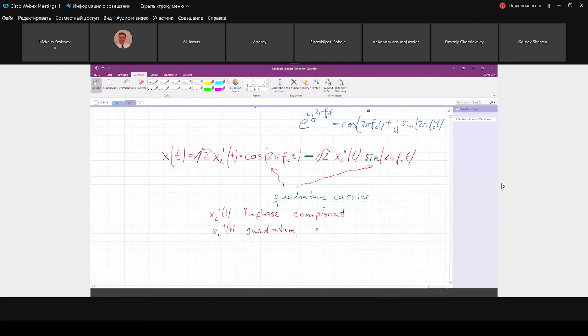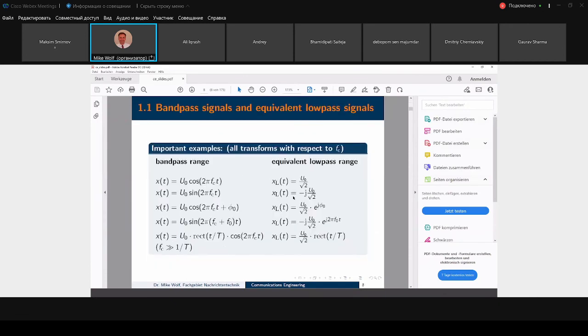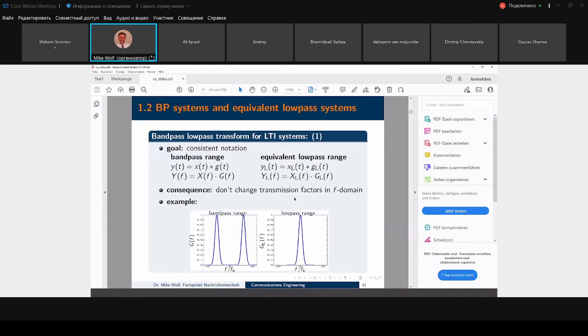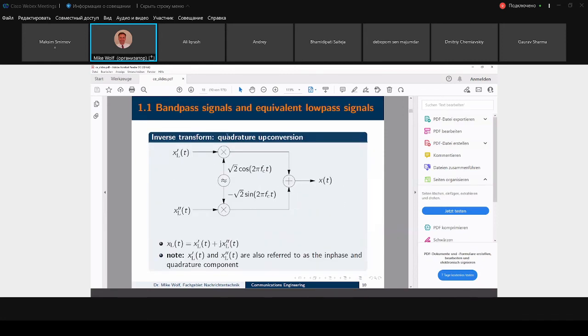If we show this as a figure, it looks like this. Here you see this as a figure. This is the so-called quadrature up conversion, because we have two signals which have a center frequency of 0. These are low-pass signals. Let's say these two signals represent two data streams, analog signals, two real-valued signals.